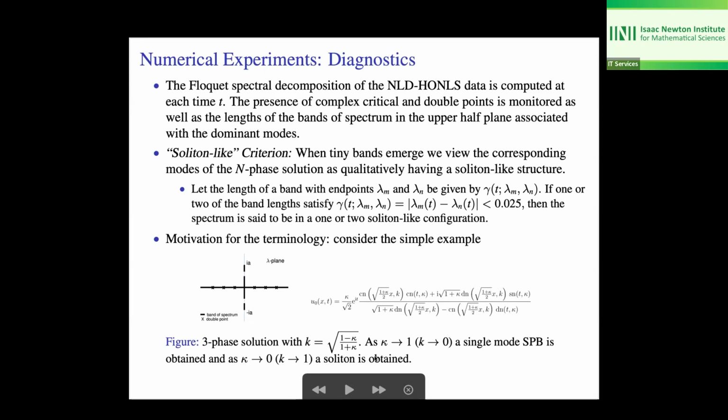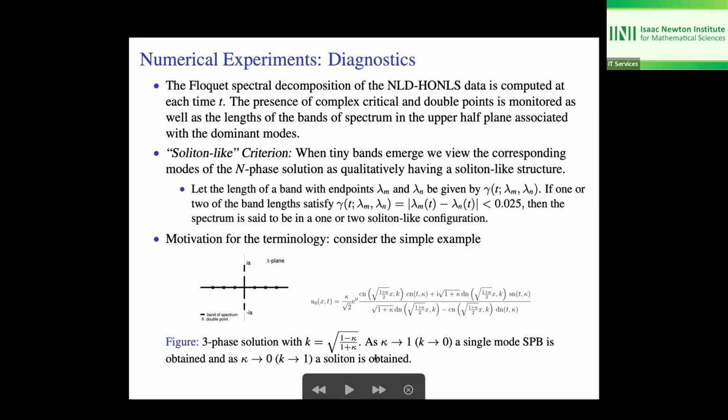And the motivation for the terminology, to just consider the example of the three-phase solution. In this case, you have your elliptic modulus with K and kappa. So for the conoidal functions that depend upon time, it's kappa, and for the elliptic functions that depend upon x, the parameter is K. And so the relationship between K and kappa is given there.